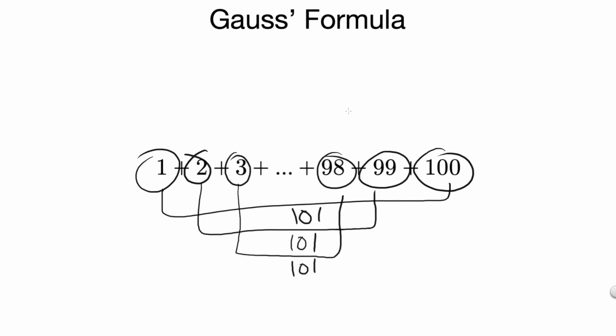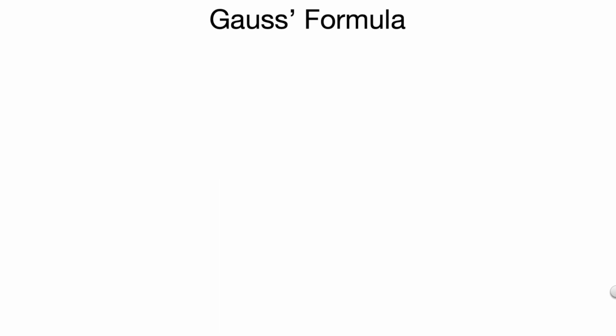Since we have 100 numbers in this case, this would be 50 pairs. And each of those pairs has a value of 101. So in total, if we multiply these two together, we will end up with 5,050, which is what this is equal to. This leads us to Gauss's formula, which is seen here.